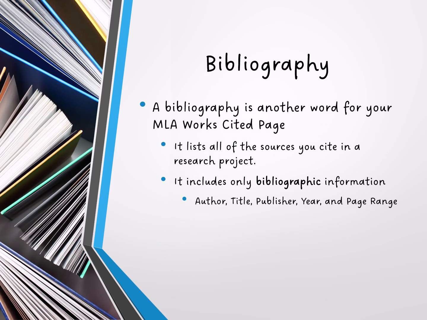So the bibliography first is another word for the works cited page when you're writing a paper in MLA 9 style. It lists all of the sources that you're going to cite in your research project. It includes all of the bibliographic information that is needed to cite your source correctly, such as the author, title, publisher, year, and the page range, if one is included, because web pages, of course, will not have a page range.